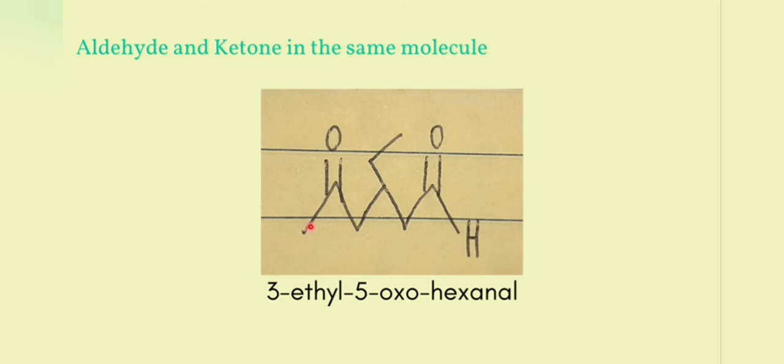So that would mean there are 6 carbons present in the parent chain, and Al because the aldehyde is present in this group. So the E is replaced with Al. And 3-ethyl because it is located on the 3rd carbon. So 1, 2, 3, 3-ethyl. And 5-oxo because the ketone group is located on the 5th carbon. So 1, 2, 3, 4, 5. So 3-ethyl 5-oxohexanal.